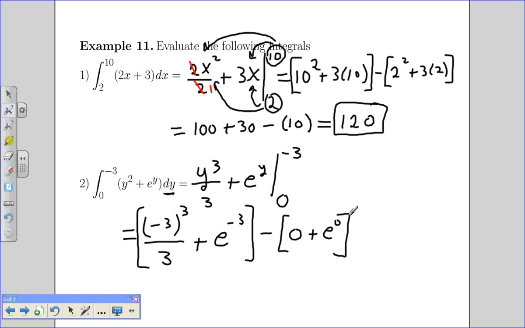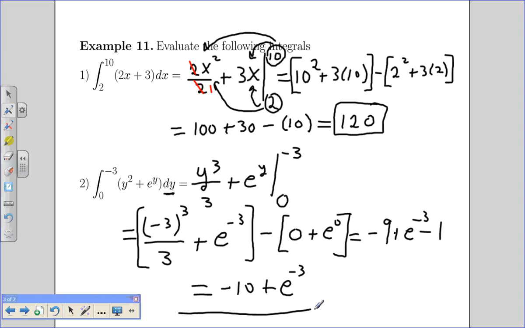And so you get -9 plus e to the -3 minus 1, which is equal to -10 plus e to the -3. So no matter how complicated your expression is, it still works the same way. You integrate, you plug in the top, you plug in the bottom, and you take the difference.